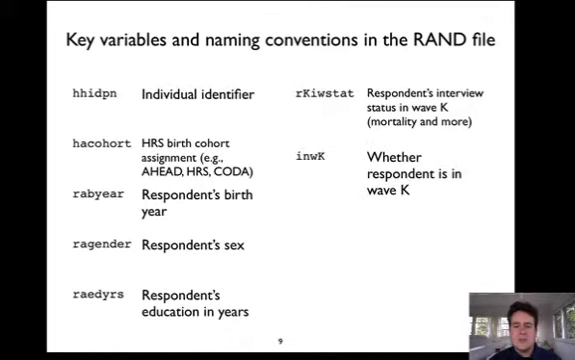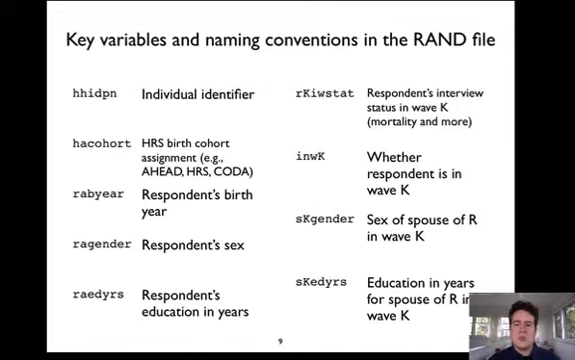RKIWK is a binary indicator of whether or not the respondent is actually measured in the wave. Gender of the spouse can vary because people can divorce and remarry. And so SKGENDER then would be, say, S1GENDER, S2GENDER. It's the gender of the spouse in each of those waves, and that can be different. This is also true about the years of education for the spouse.